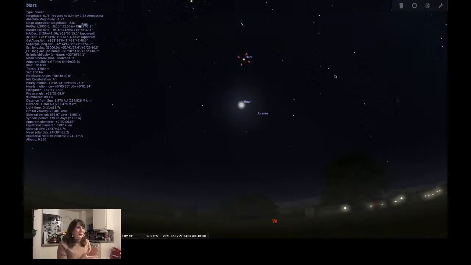So you can check out Mars in your evening sky. It'll be in the general vicinity of the moon, but definitely also watch the NASA feed of the landing tomorrow. It's going to be really exciting.